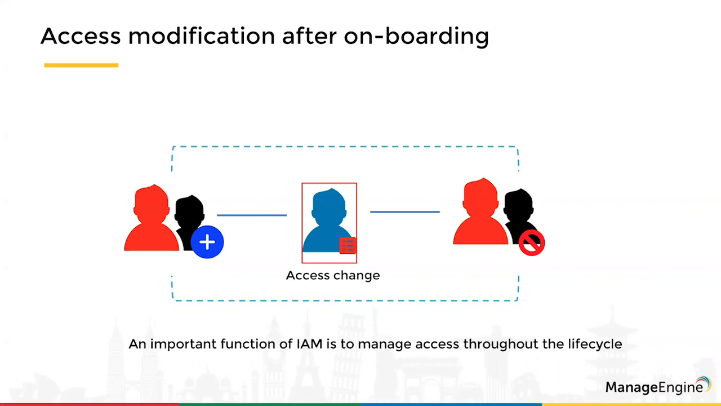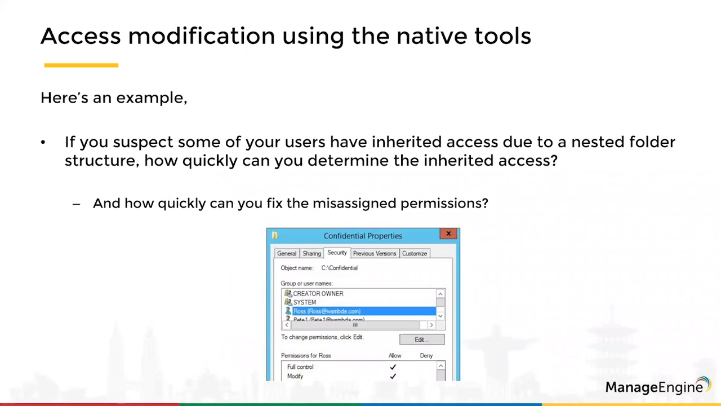One of the administrators that I met told me that they find it extremely difficult to modify roles or grant additional privileges because they tend to overdo it. They tend to give extra privilege and they forget to remove it. So we thought, why don't we address it using examples like access modification using native tools? If you suspect some of your users have inherited access due to nested folders, how quickly can you determine the inherited access? This is life between onboarding and offboarding.